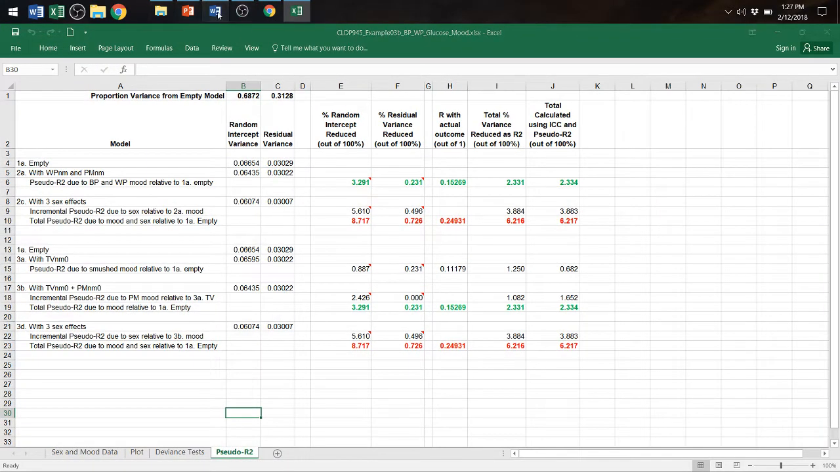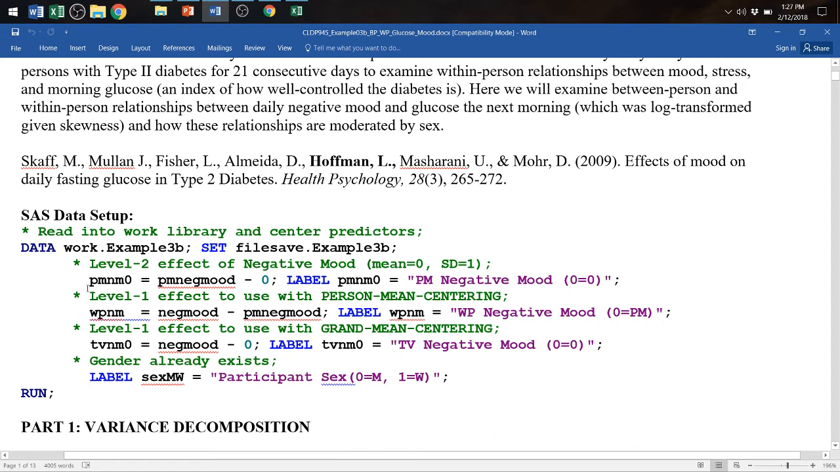Show you how things came about. So we are creating the two variables right here that I just mentioned, person mean something and within person something. Now in this data set, I already had a column that is the person mean negative mood. How you get that information in your data depends on how it's situated.